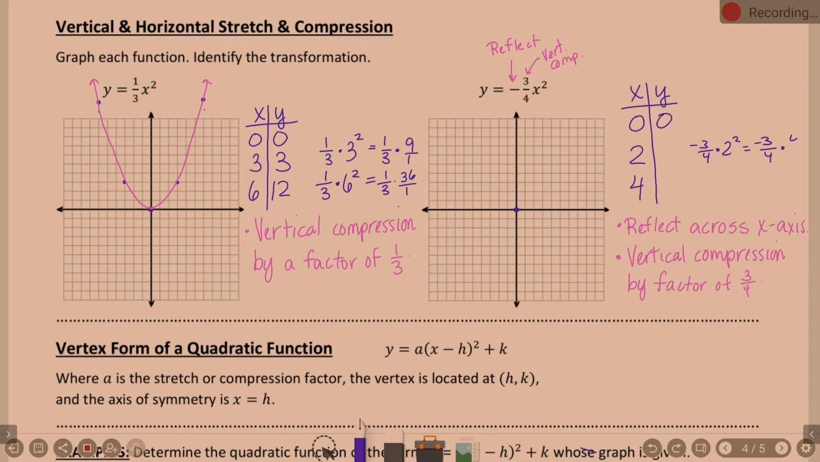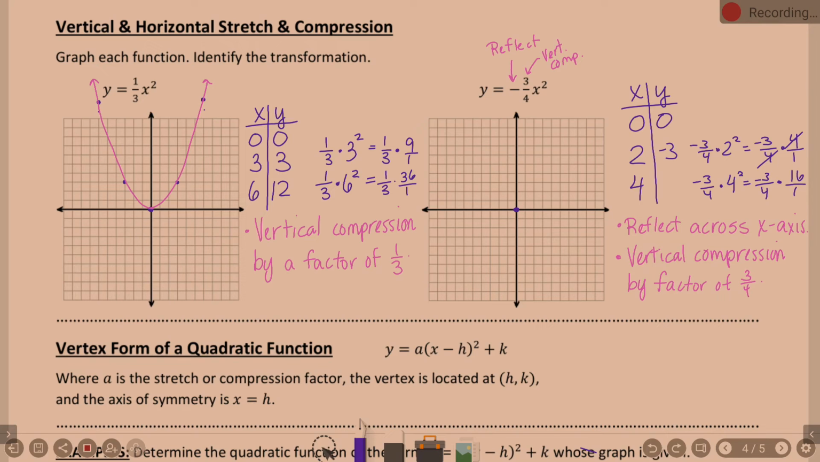4 as a fraction is 4 over 1. What about those 4s? They cancel, and I have negative 3. So 2 works, doesn't it? It gives me a whole number. Okay? Negative 3/4 times 4 squared. Well, that's going to be negative 3/4 times 16.